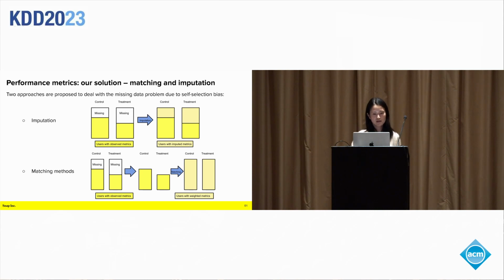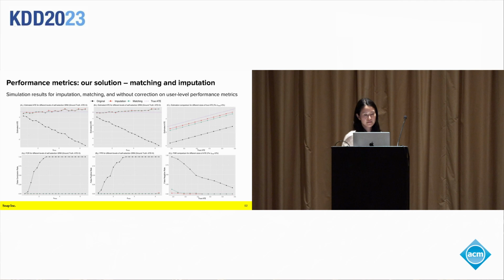The second approach is called the matching method. In this method, similarly, we first identify users with observed metrics, and then we match these users by giving them weights, and then compare the weighted metrics in control and treatment. Our simulation results show that they have reasonably good results in dealing with this missing data problem.